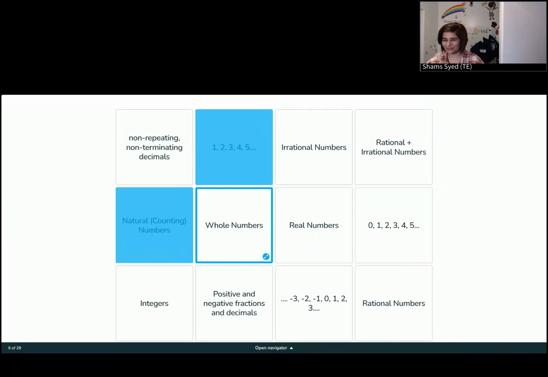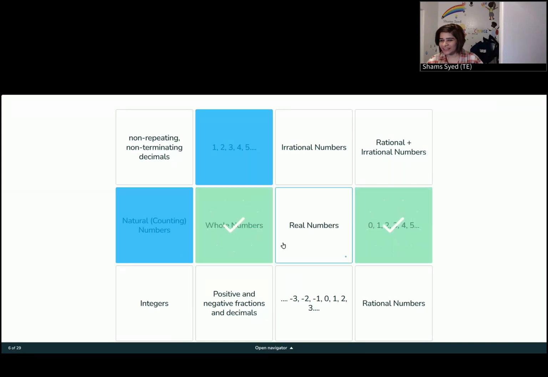Let's talk about whole numbers. What do you know about whole numbers? Blessing, excellent. 0 and up. Can I say whole numbers also include natural numbers? Yes, very good. They do.